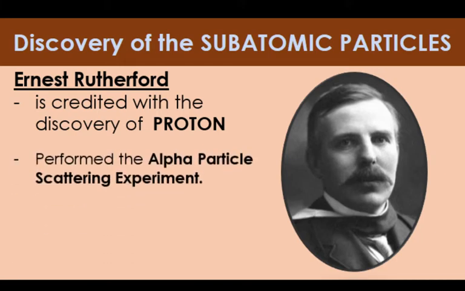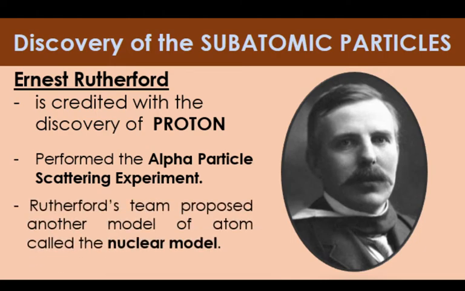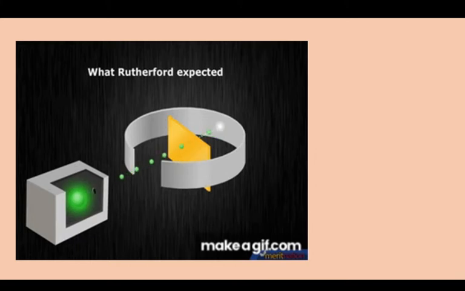They performed the alpha particle scattering experiment. And with his team, he proposed another model of atom called the nuclear model. Rutherford and his co-workers expected all of the alpha particles to travel undeflected through the atoms of gold.